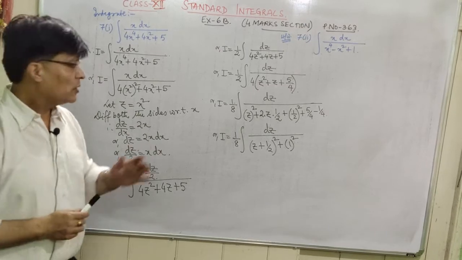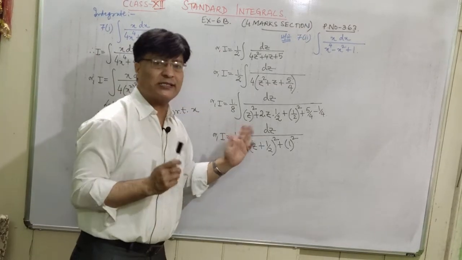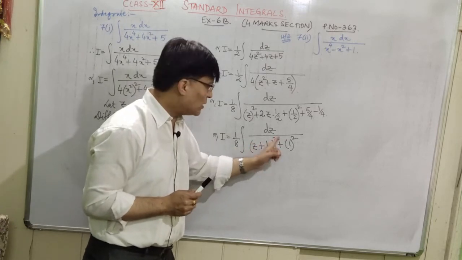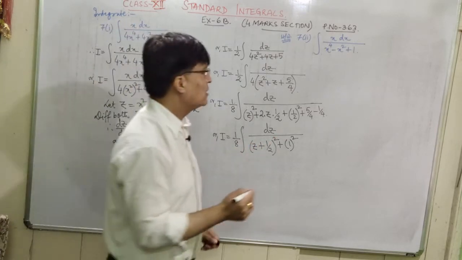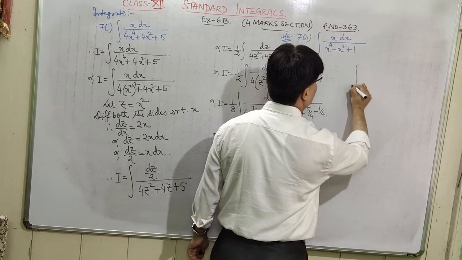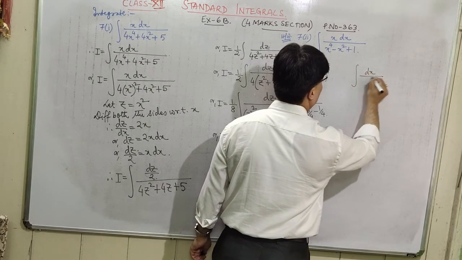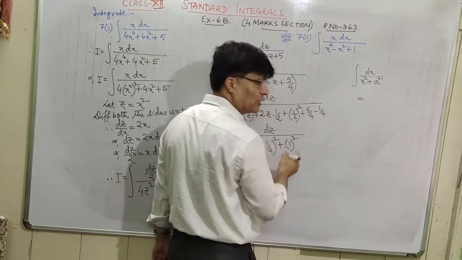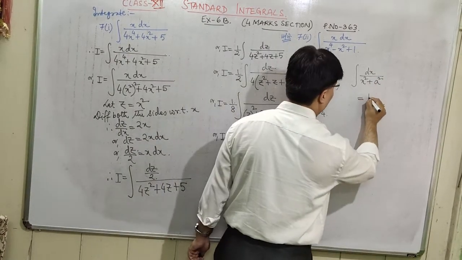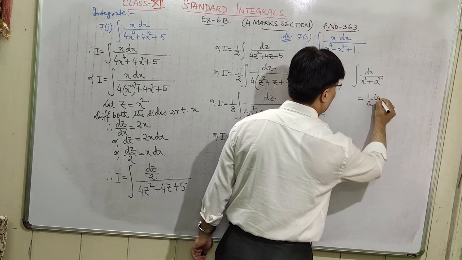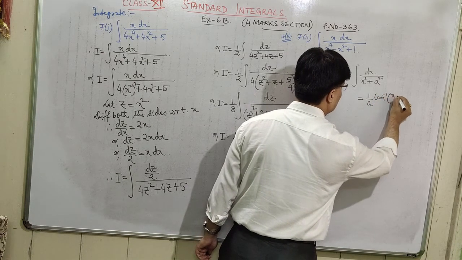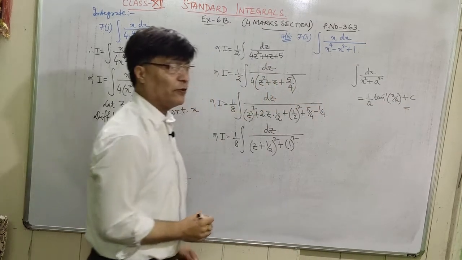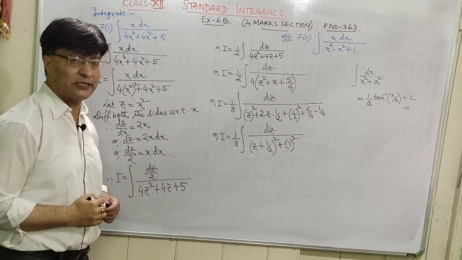Is that clear? So now this is the first standard integral. Instead of x there is z plus half, and what is a? This is 1. Okay, so this is the first standard form, that is integral dx divided by x square plus a square. You know this formula, isn't it? That is the first standard form. This is 1 upon a tan inverse x upon a plus c. We can use the first standard form in this case.